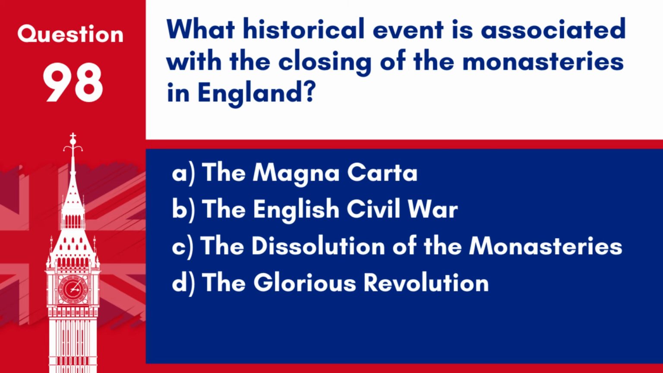Question 98. What historical event is associated with the closing of the monasteries in England? A. The Magna Carta. B. The English Civil War. C. The dissolution of the monasteries. D. The Glorious Revolution. Answer: C. The dissolution of the monasteries. This was a process initiated by Henry VIII in the 1530s to close monasteries and take their land and possessions.